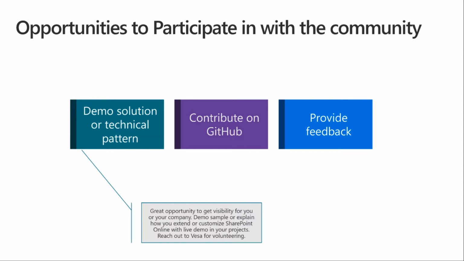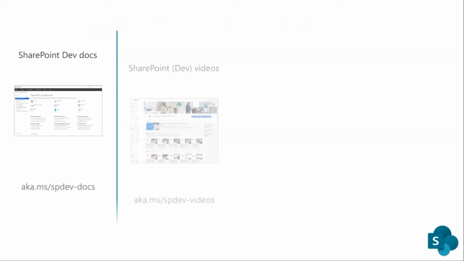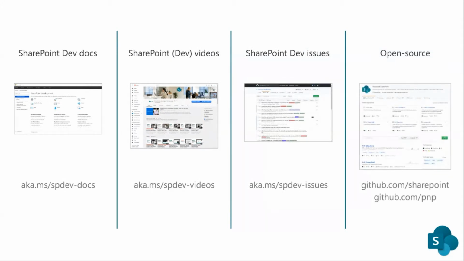That's super important. Now, moving on slides, quick recap on our assets. So SharePoint Dev Docs documentation, AKMS SP Dev Docs, SharePoint Dev Videos, AKMS SP Dev Videos, SharePoint Dev Issues for development-related issues, and then open source in general is in SharePoint or in PnP organization. I should actually add the OneDrive there as well, because OneDrive and SharePoint engineering is combined. So that's a good point. I will fix that slide later.